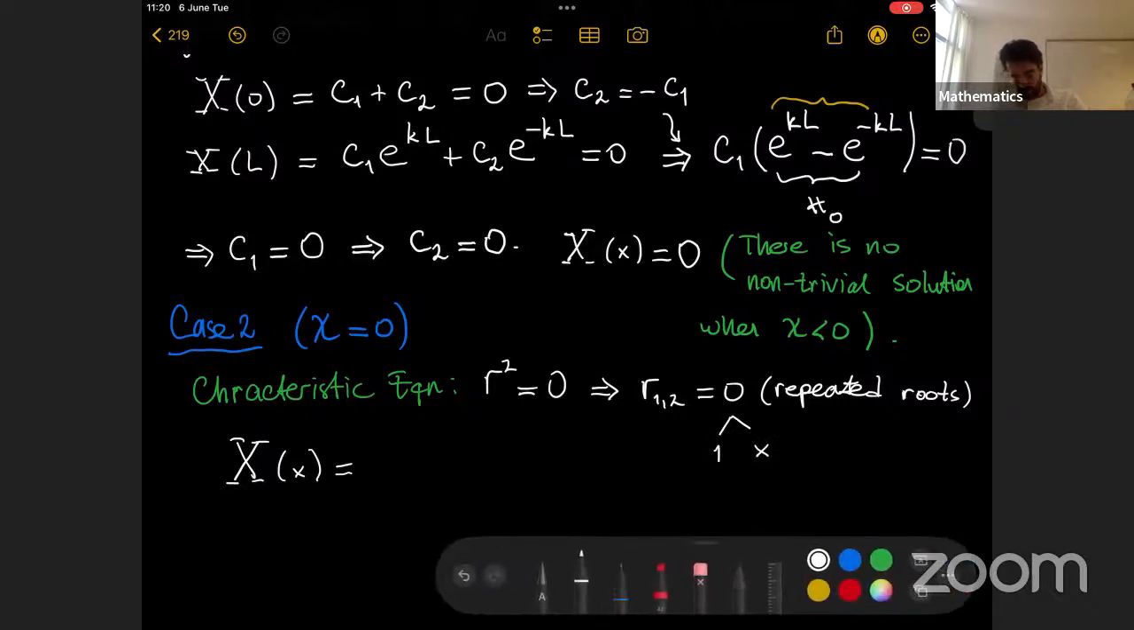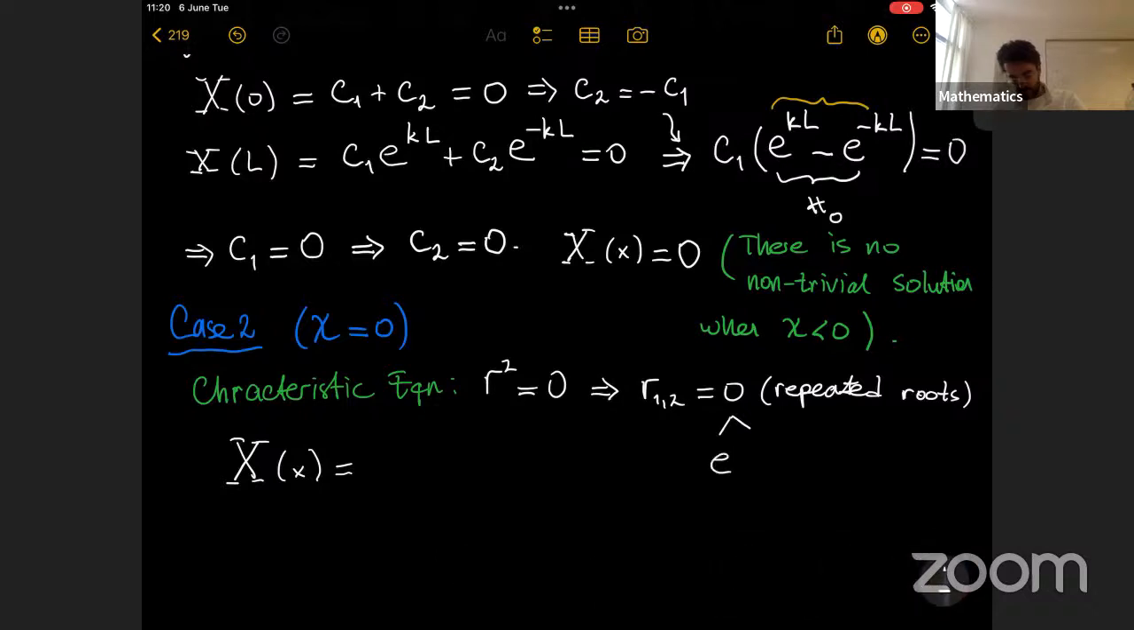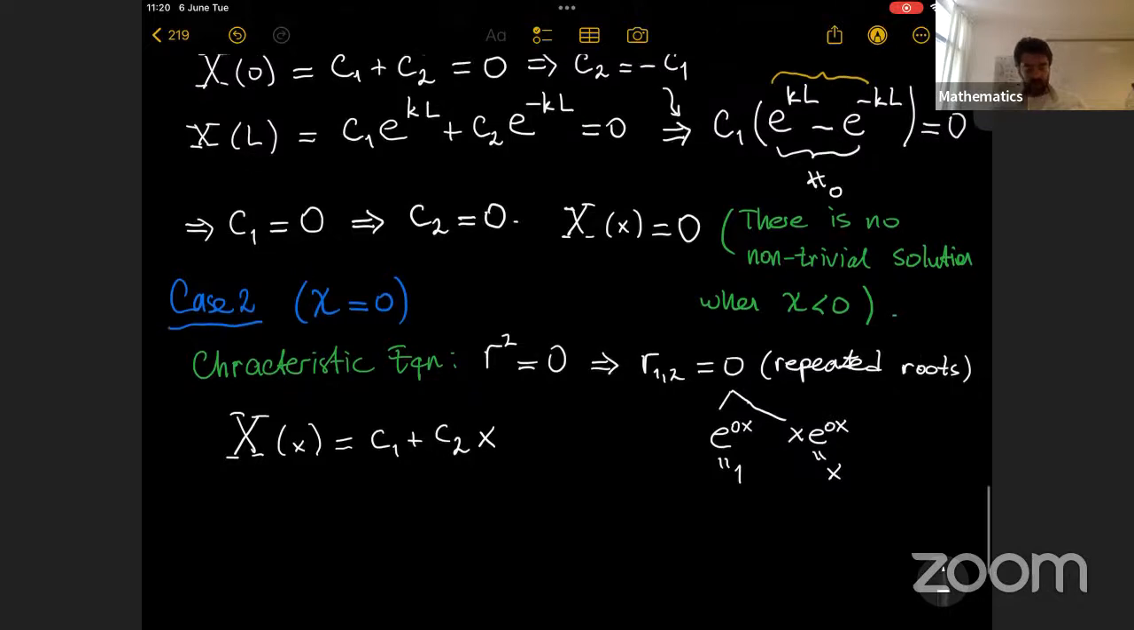Or maybe let's write it like this. Two solutions like this, e to the 0x, and from this, x times e to the 0x. E to the 0x is 1. And this is x. So the combination of this two, c1 plus c2x. This is the general solution. And let's put the initial conditions.